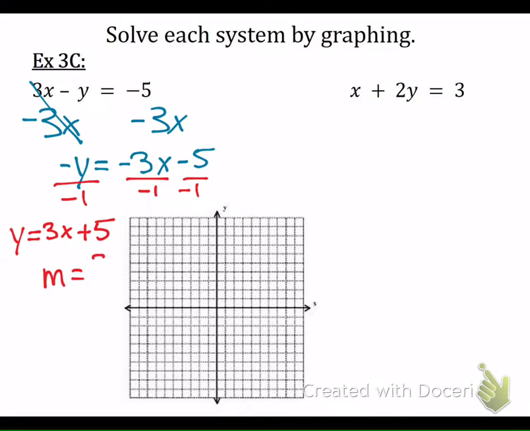My m is 3/1. My b is 5. So I would go up 5. 1, 2, 3, 4, 5. From there, I will rise 3. I will run 1. I'm going to go off the graph, so instead, on the next point, I'm going to go back to my b, but I'm going to go down 3, left 1. Let's try that again.